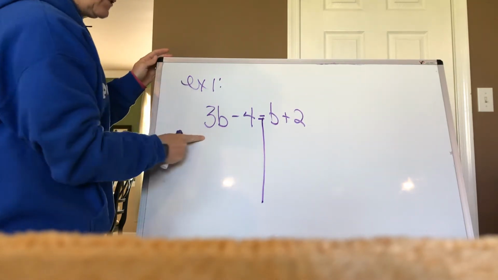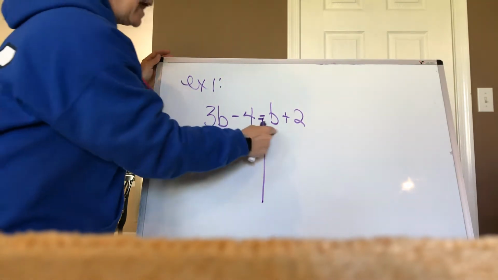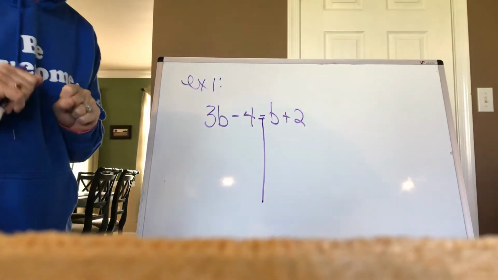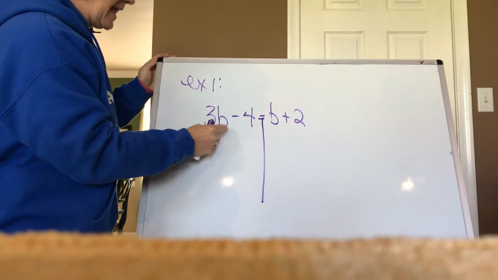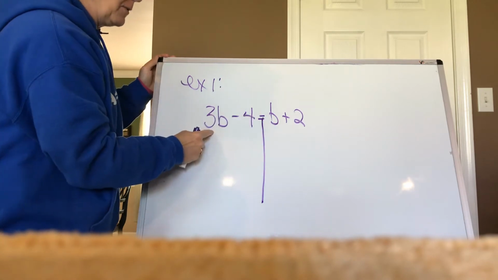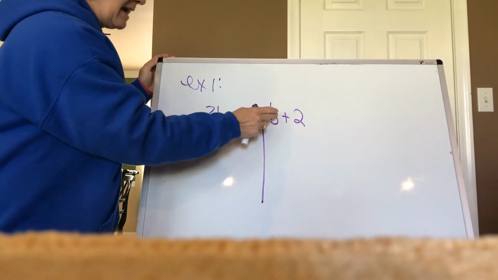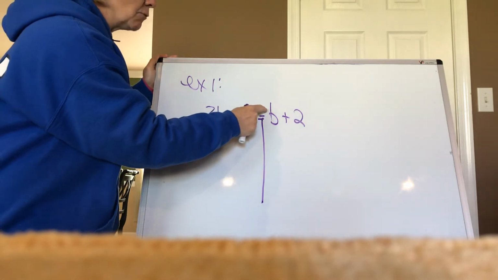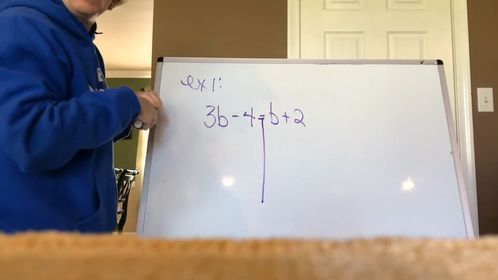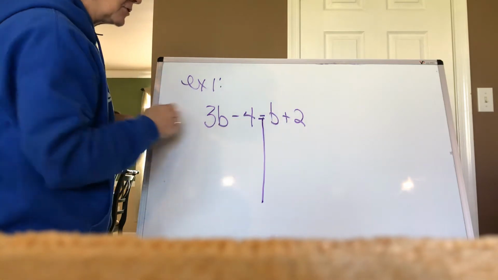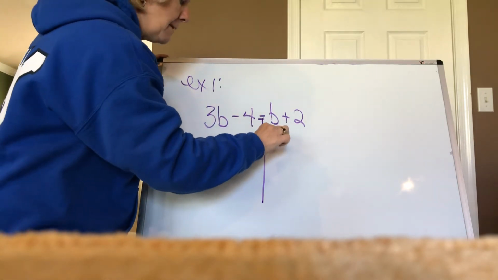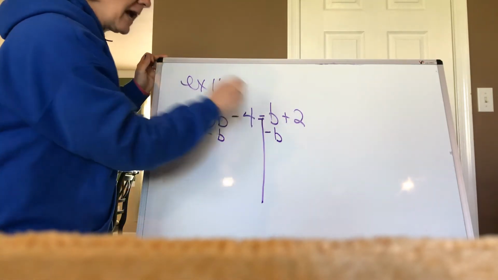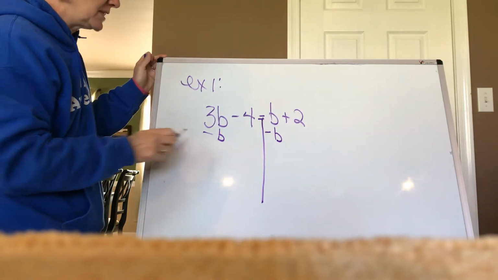But 3b minus 4, I can't simplify. And b plus 2, I can't simplify. But then I need to recognize and say, oh look, there's variables on both sides. My next step needs to bring the variables all to one side. So this is really 1b, positive 1b. So how am I going to move that to the other side? I'm going to subtract b from both sides. And look how I'm lining them up under the like terms.